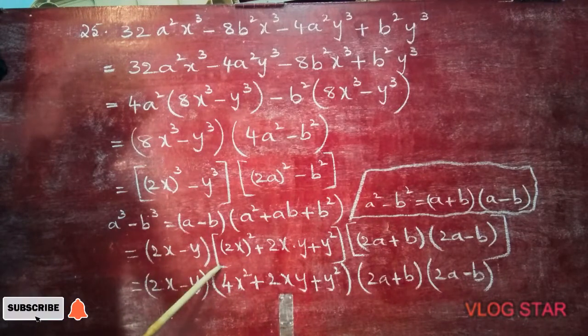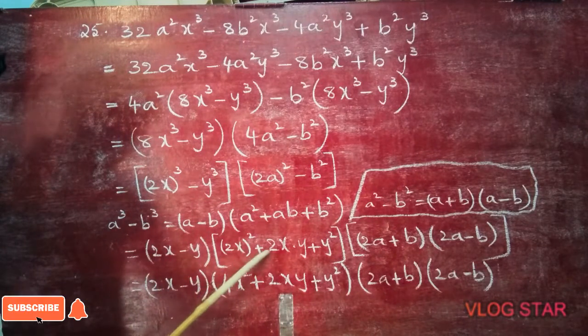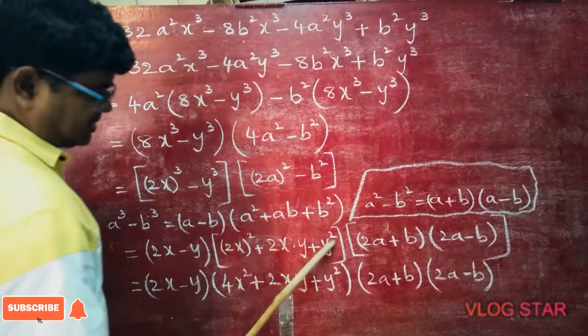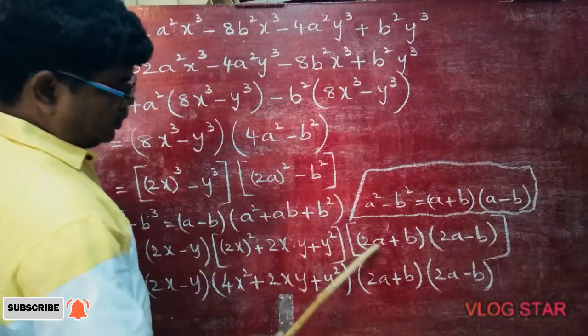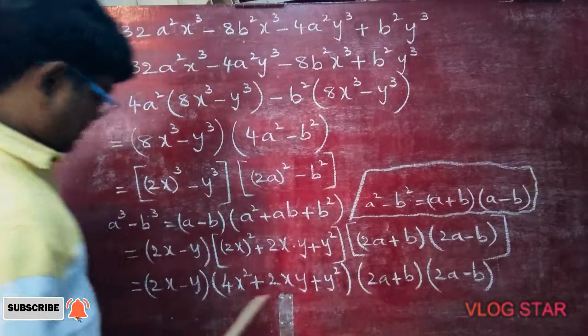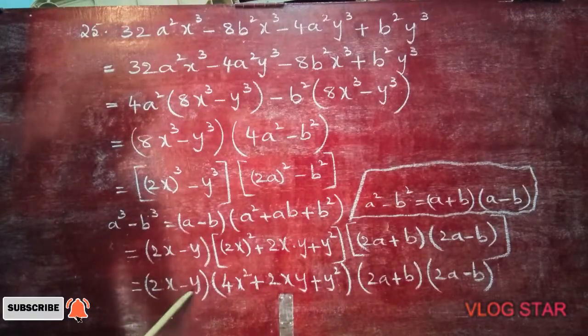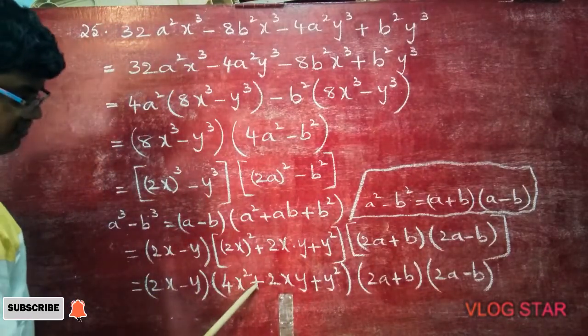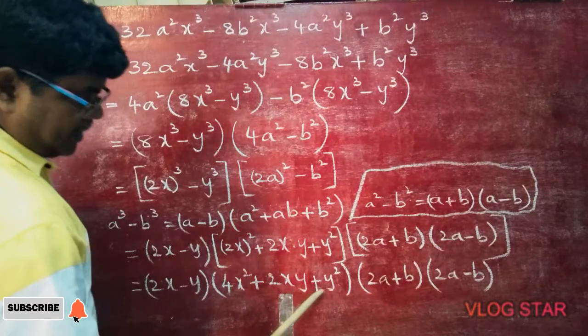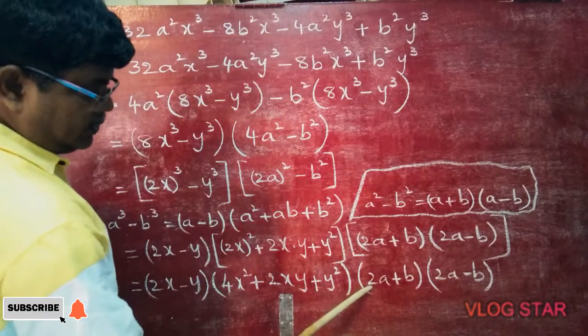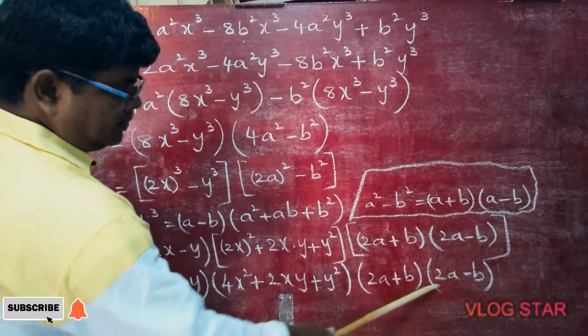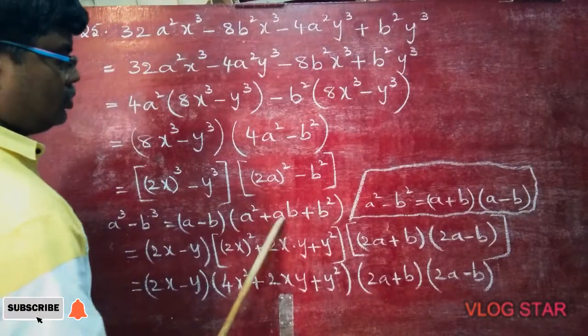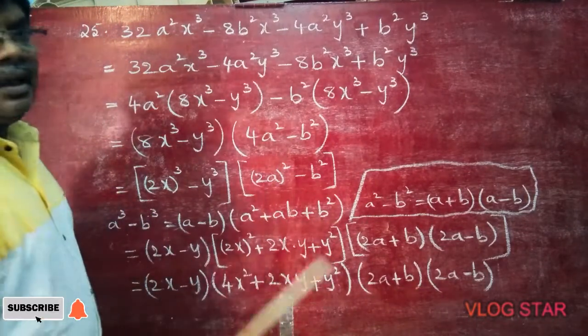(2x minus y) into ((2x) whole square plus 2x into y plus y square) into (2a plus b) into (2a minus b). Now simplify it. (2x minus y) into (4x square plus 2xy plus y square) into (2a plus b) into (2a minus b). So two formulas came in this problem.